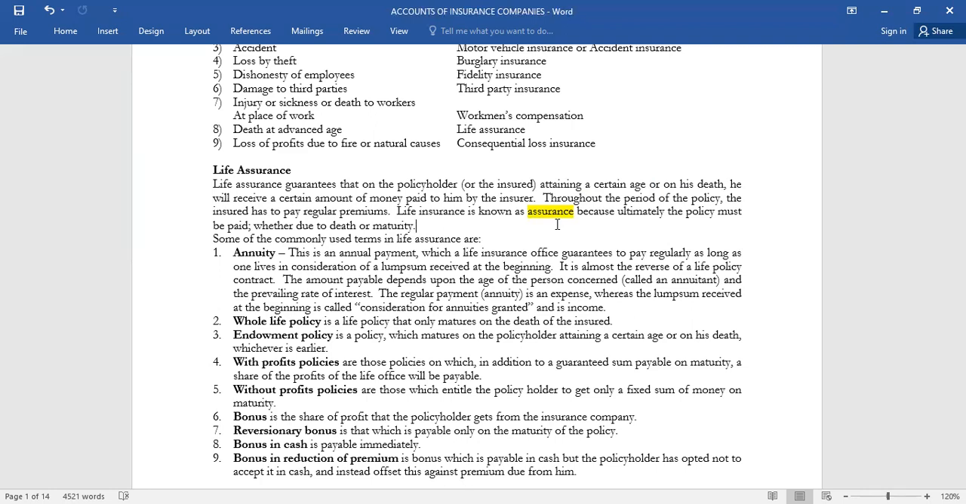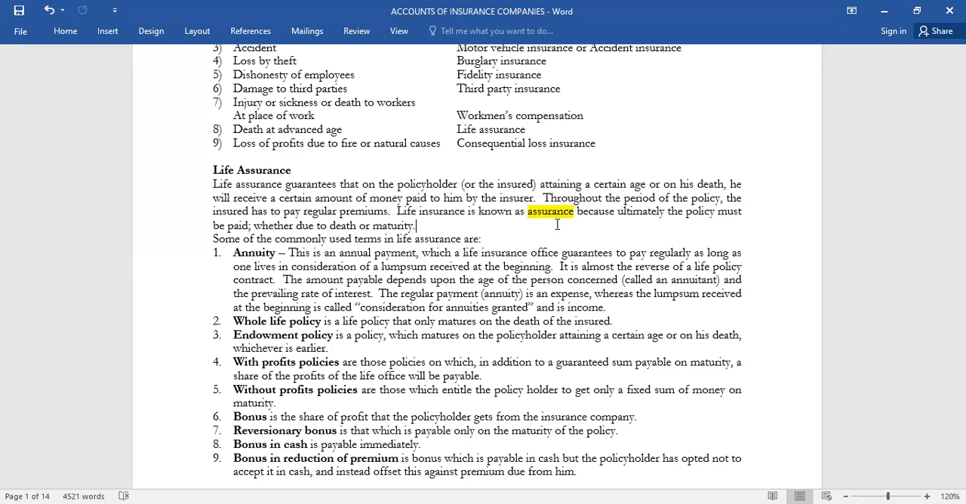But in insurance, it is the annual payment which a life insurance office will guarantee to pay regularly, as long as one lives, in consideration of the lump sum that is received at the beginning. So it is almost the reverse of the life policy contract, because the amount payable depends upon the age of the person concerned. And you are calling this person an annuitant.